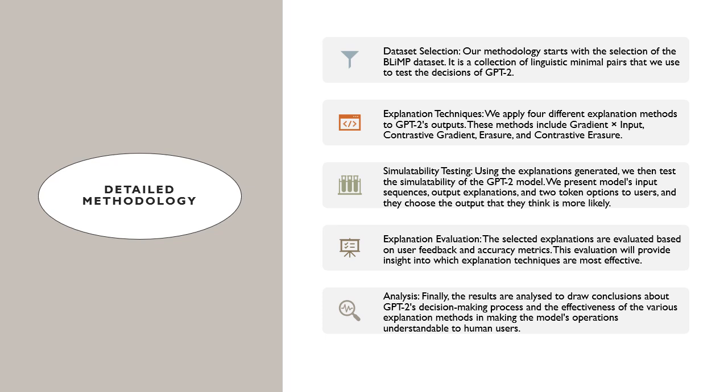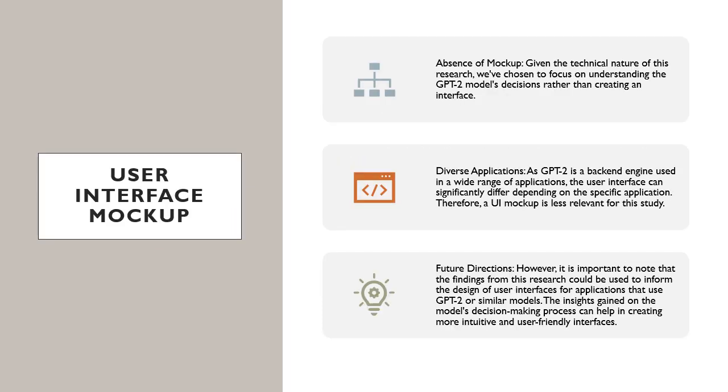We present the model's input sequences, output explanations and two token options to users, and they choose the output that they think is more likely. The selected explanations are evaluated based on user feedback and accuracy metrics. Finally, the results are analyzed to draw conclusions about GPT-2's decision-making process and the effectiveness of the various explanation methods in making the model's operations understandable to human users.